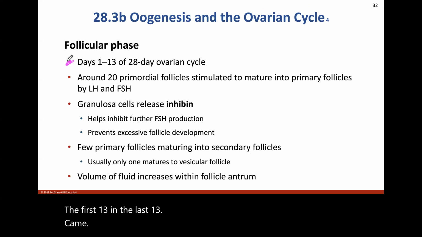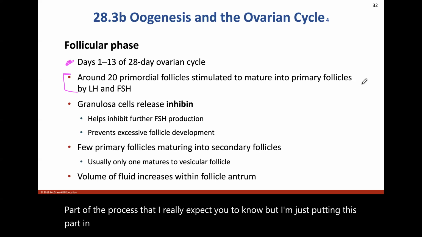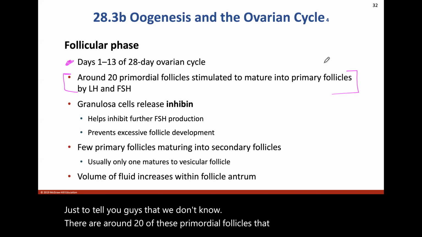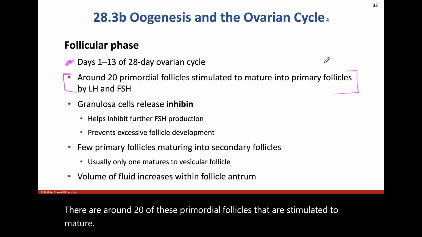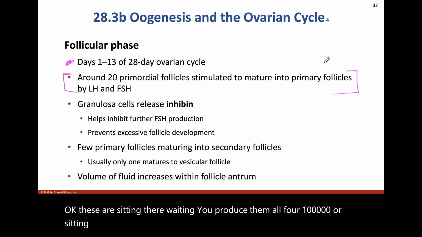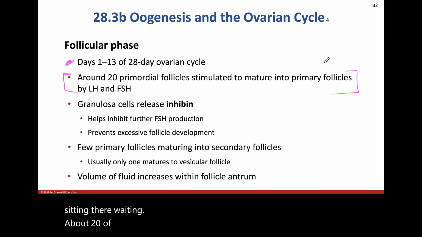It's not part of the process that I really expect you to know, but I'm just putting this part in here just to tell you guys that we don't know. There are around 20 of these primordial follicles that are stimulated to mature. These are sitting there waiting. You produced them all. 400,000 are sitting there waiting. And about 20 of them actually are stimulated to mature.